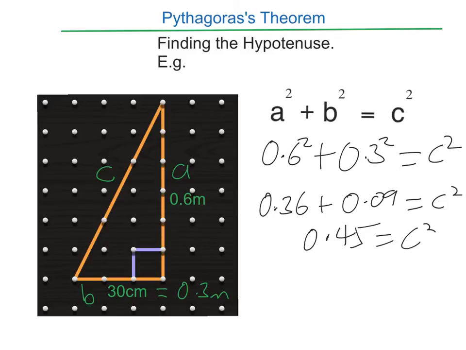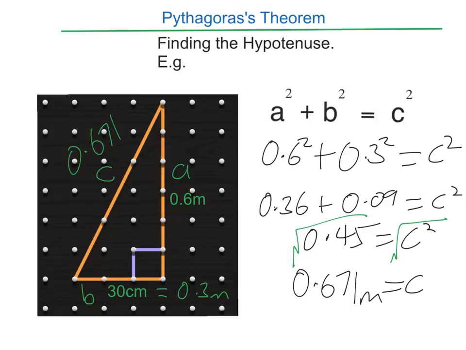To find C, I need to get rid of the squared sign. So I'm going to do square root of both sides. On the right hand side, C squared square rooted ends up being C. And on the left hand side, the square root of 0.45 is 0.671, and I've rounded that off to 3 figures. So that will also be in metres. So I found out that this side here, C, is 0.671 metres.